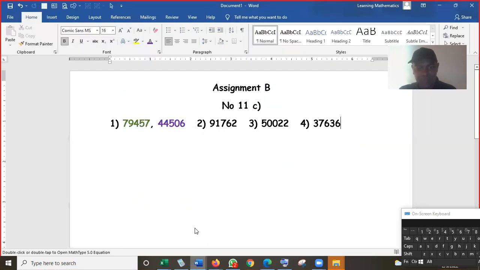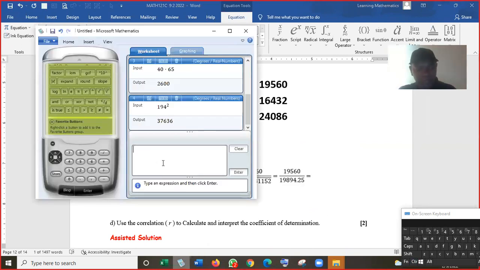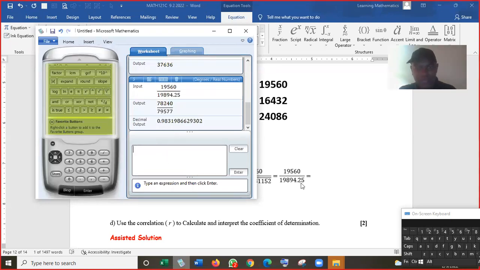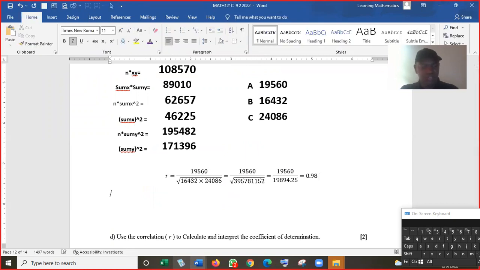Okay, so this is the moment of truth. We have to divide 19560 by 19894.25. So we can do that in our calculators, and just type enter. I get 0.983. Two decimal places suffice. 0.983 or 0.98. That's clearly strong positive because it's between 0.5 and 1 and it's positive. So there's a strong positive correlation.